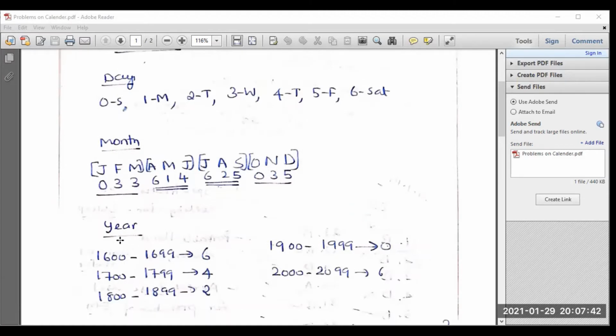Then fourth point regarding the year. I need to mention some coding for the particular duration. For example, the year 1600 to 1699, you can call the number as 6. 1700 to 1799, you can call the code number as 4. 1800 to 1899, you can call it as 2. Similarly, 1900 to 1999, you can call it as 0. And also, the present year, 2000 to 2099, you can call it as 6. You do remember this coding. So this is the fifth point you have to remember.